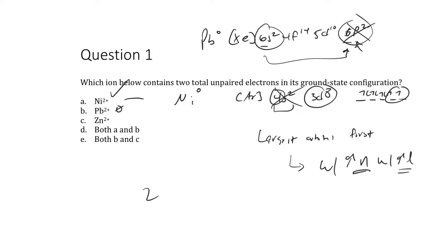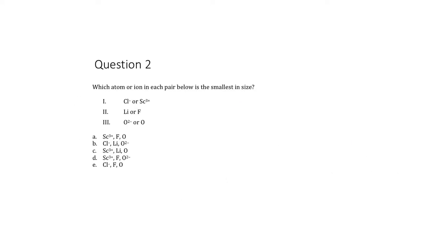And then zinc is argon 4s2 3d10. Remember, it only has these 2 valence electrons; the 3d are not even valence, so we lose those valence electrons first. That would have 0 unpaired electrons as well. So only nickel 2+ has 2 unpaired electrons.